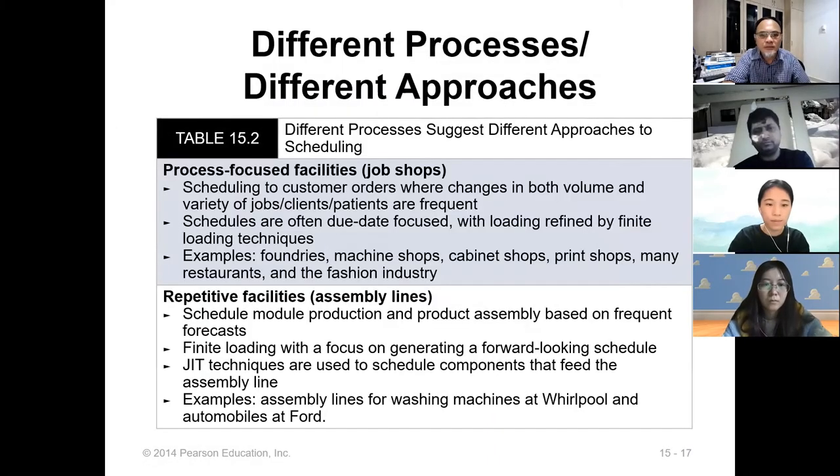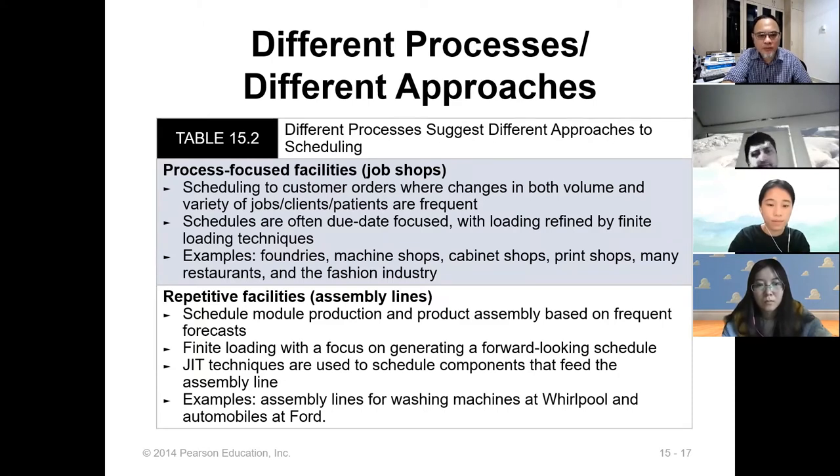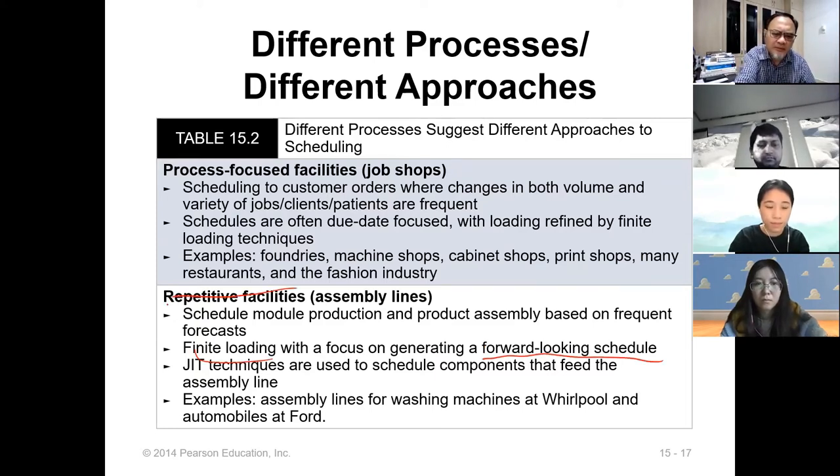Now we'll look at some of the things. What else? So different approaches for different processes, process focus scheduling. This is where I'm going to focus for the scheduling. Process focus facility, job shops. Repetitive is based on you just load. It's easier. Finite loading with a focus on generating a forward-looking schedule. It's just simple, in my experience. For an assembly line it is very simple. You just load on, just move. But the most difficult is actually scheduling for process focus facilities.